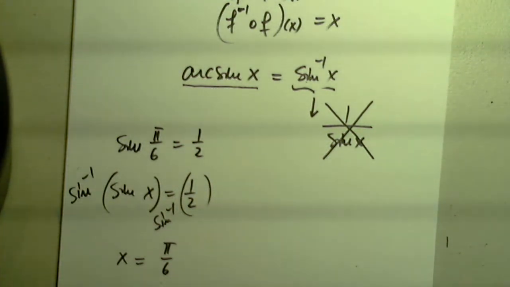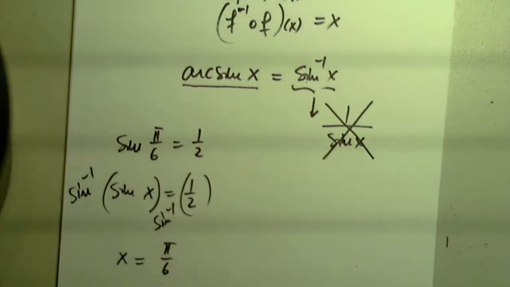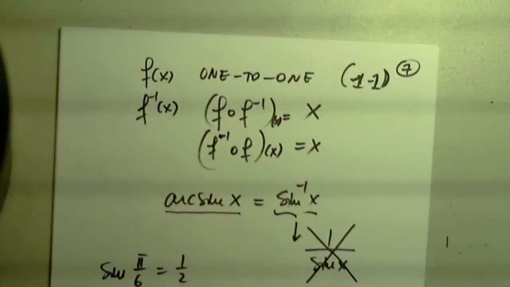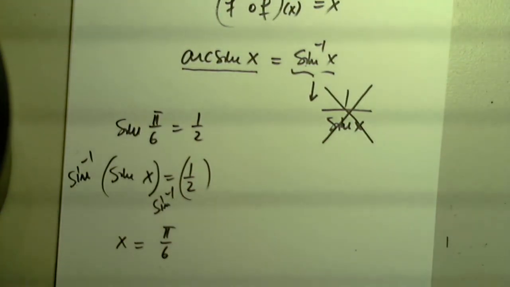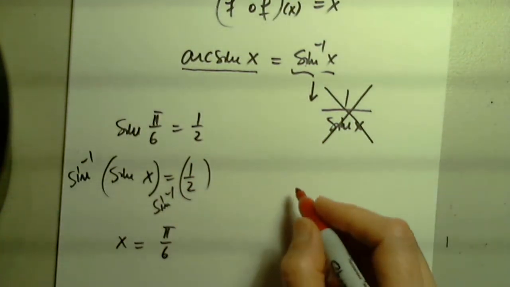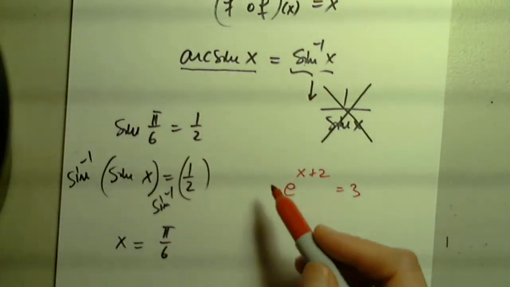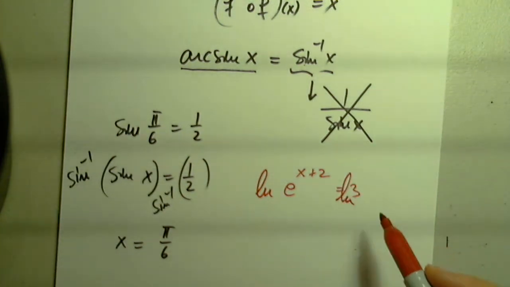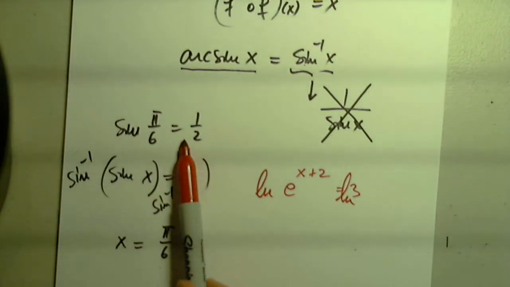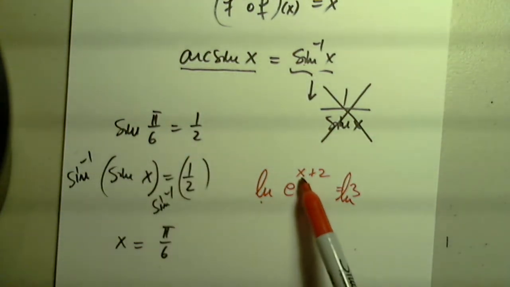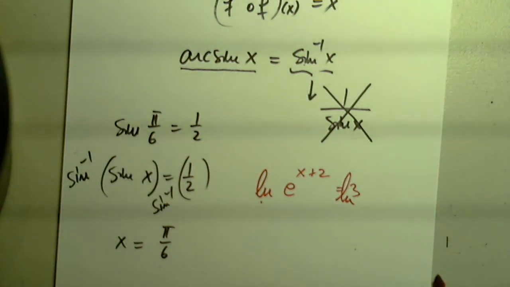Is that better? Yeah, I think I'm starting to get it. Right. So these are just two functions that are inverses of each other. Remember, when we had e to the x plus 2 equals 3, why did we apply natural log to both sides? For the same reason I apply sine inverse to both sides. Because natural log will undo e to the x. Why? Because natural log and e to the x are inverses of each other.